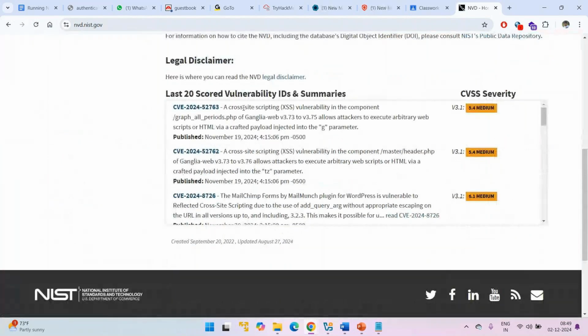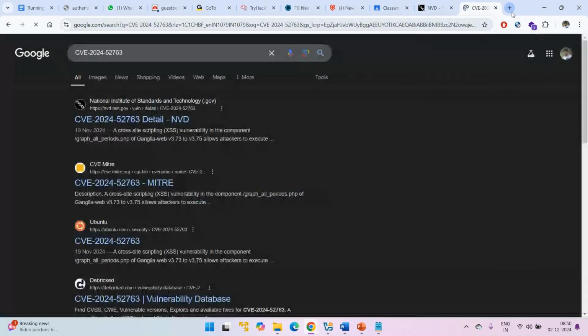Let's say someone has identified a cross-site scripting vulnerability in Ganglia Web version 3.73 to 3.75. So what is this vulnerability? It's a cross-site scripting vulnerability, but it affects this particular product, running between these versions, and this is the file which is affected. The parameter G is vulnerable, but you can see this vulnerability has a unique CVE. If I copy this CVE and Google it, I'll be able to see the results of that particular vulnerability.